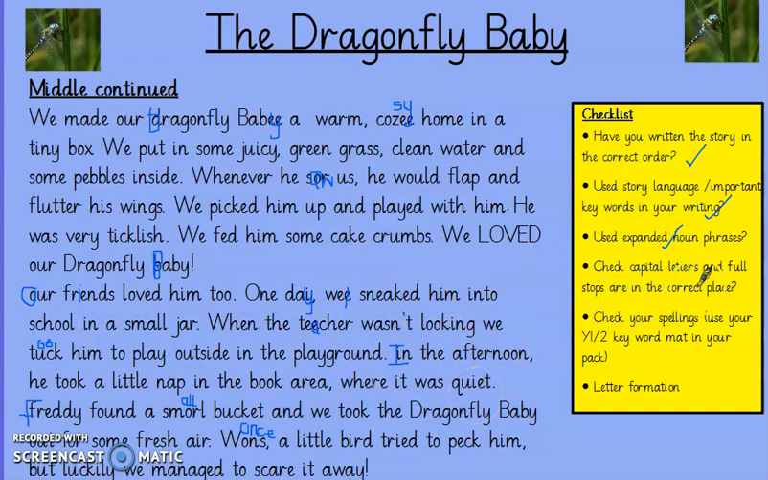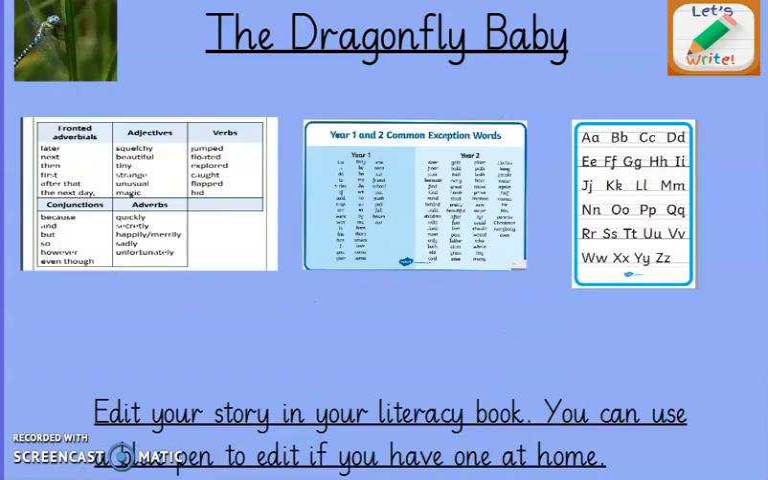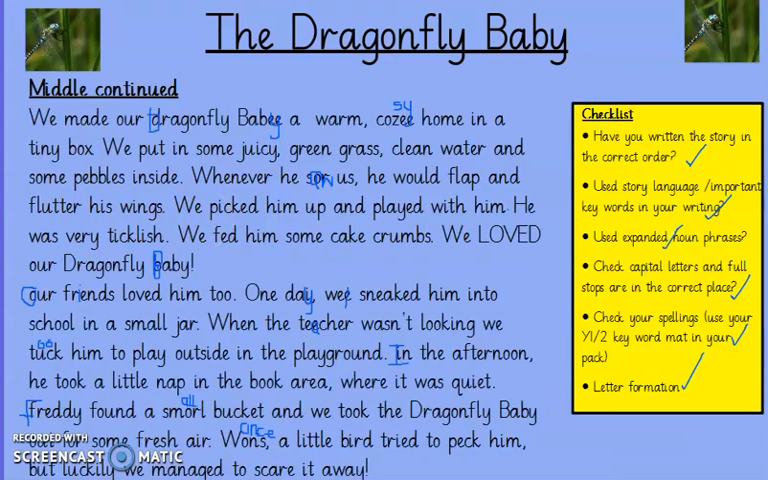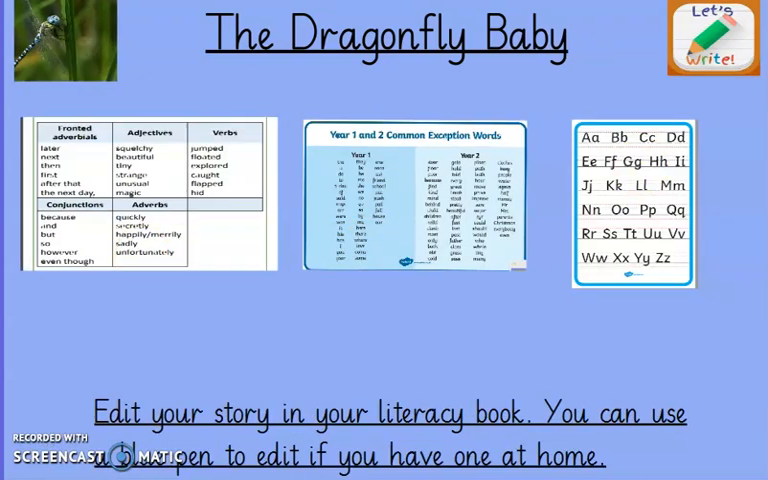Check capital letters and full stops are in the correct places. I've done those. Check your spellings and use your keyword map. And letter formation. A bit tricky for me to show you on here, but you can use your word map. Okay. So that's what you need to do. So use your keyword maps and your letter formation sheets to help you. All right. Remember to edit your story in your literacy book. You can use a blue pen to edit if you have one at home. If not, just use a pencil. Please do not use felt tip pens or other colouring pencils to edit your learning with, okay?